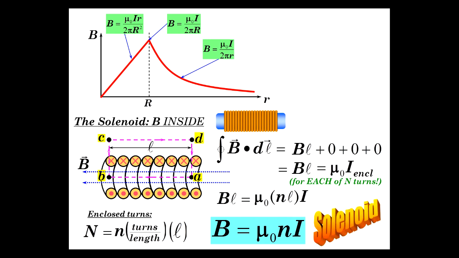All right, so that is the formula for a solenoid. μ0 turns per length times I, because it's an important factor here, this number of turns per length, the density of the coils, so to speak. So B is equal to μ0 nI.